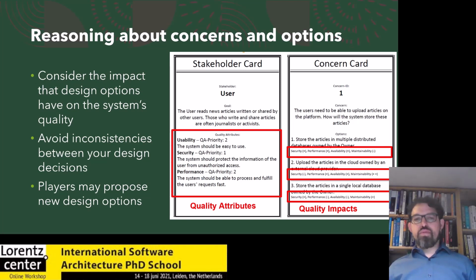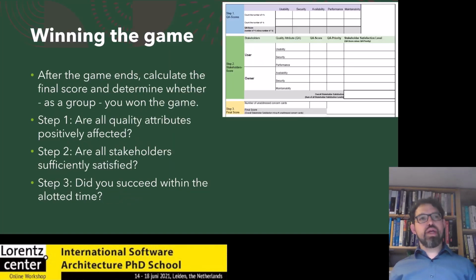Now, the stakeholder card and the quality attribute priorities give an indication of the level that you need to achieve in terms of the satisfaction of that particular quality attribute. So here you see again the user with usability, a quality attribute priority of 2. This means that this level of satisfaction needs to achieve at least 2. And that means that at the very end of the game, the number of pluses for the quality attribute usability needs to be at least 2 more than the number of minuses. And this gives you an impression of how you can win the game and how you can calculate the score.